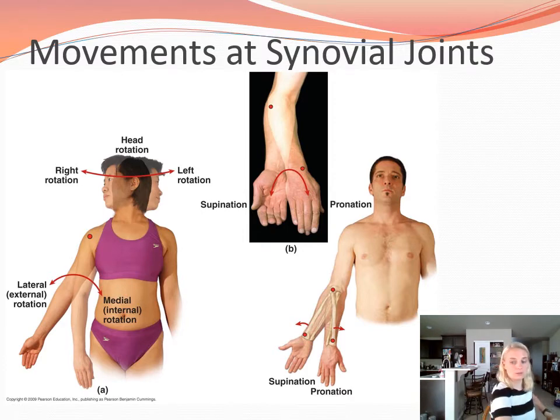And you can have trunk, or along your spine. So this would just be right and left rotation here, just like with your head. And your leg, not gonna stand up, but you can do your leg because you have that ball and socket joint that allows you to do the rotation.